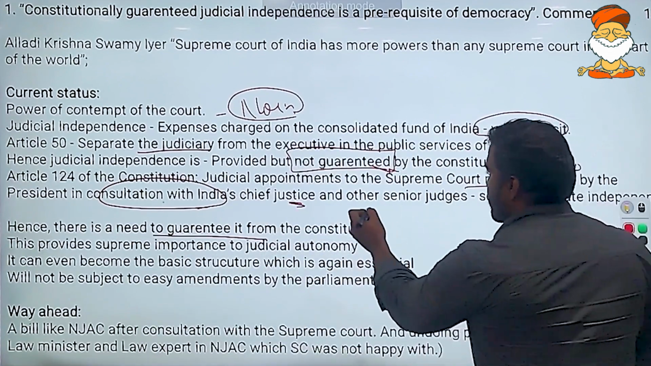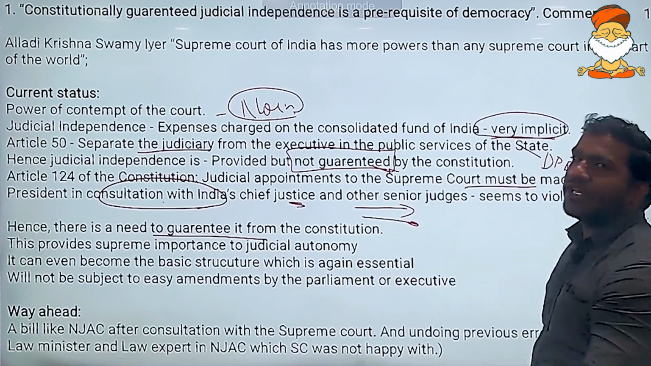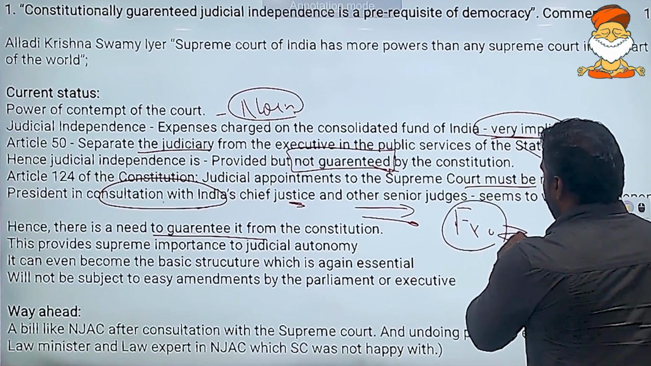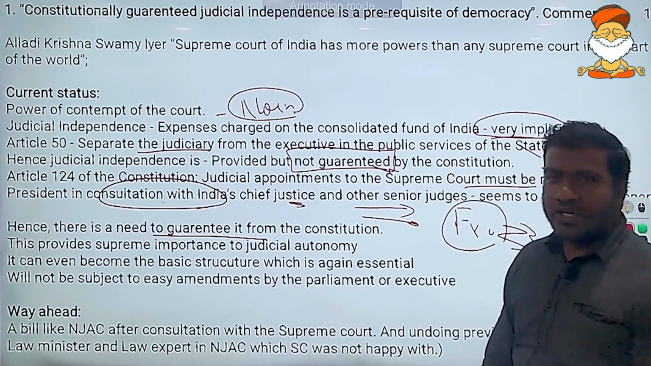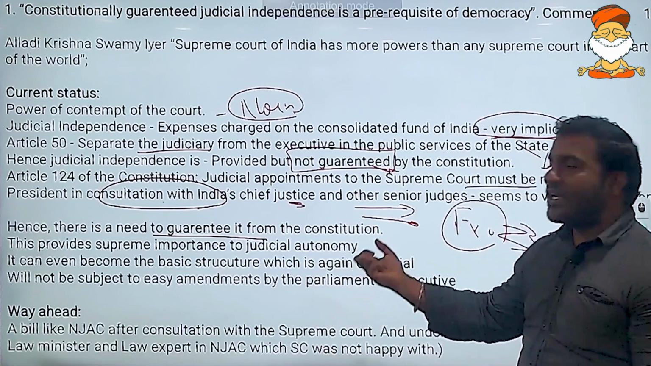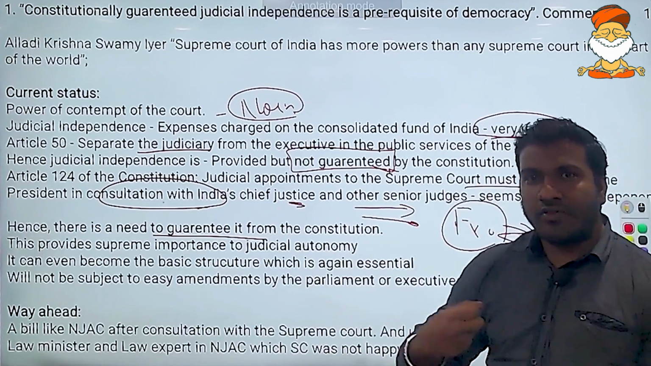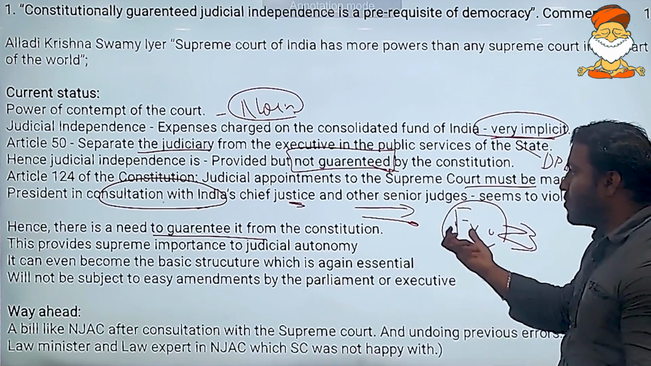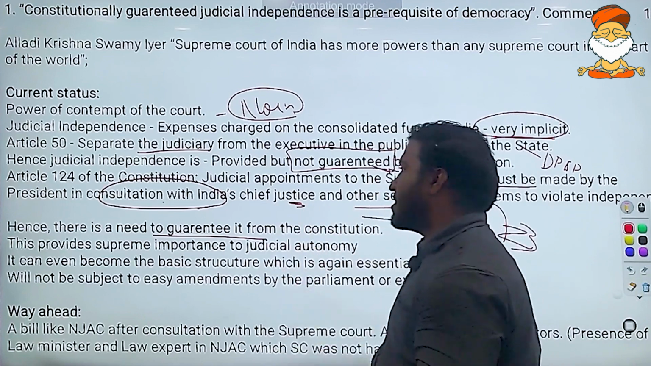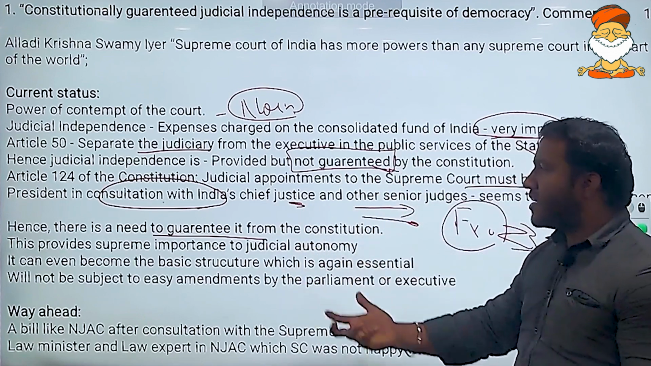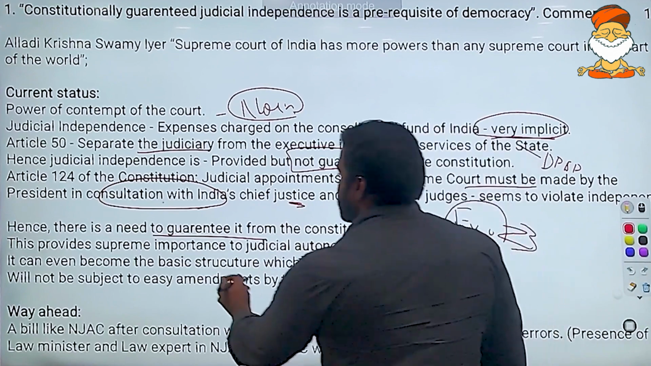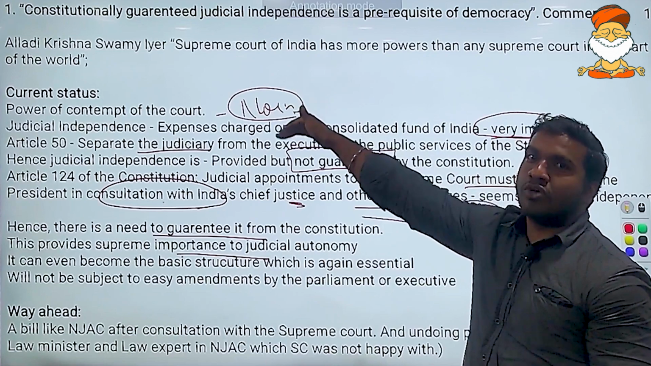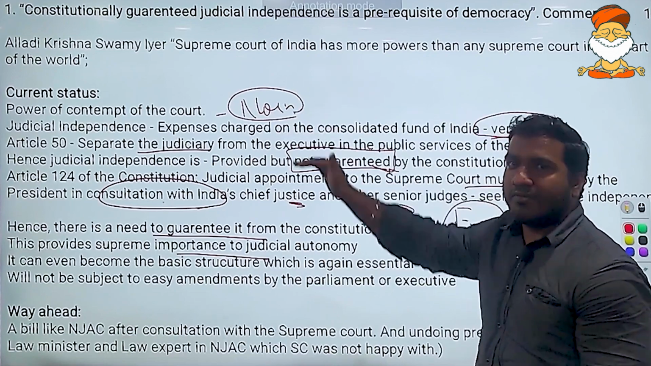Here one paragraph we can also write: if it is not guaranteed in the constitution, how the executive can always overpower or interfere in the judiciary. In terms of judicial appointments, we can say there can be delays in appointments, or striking down the names of judges who may not be in the good books of the government. All those things can always happen. Hence it should be guaranteed in the constitution, and this provides supreme importance to judicial autonomy. If something is written in the constitution, it should always be revered, and it will be revered eventually.